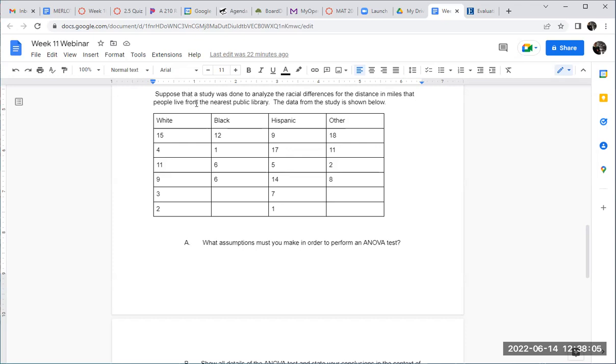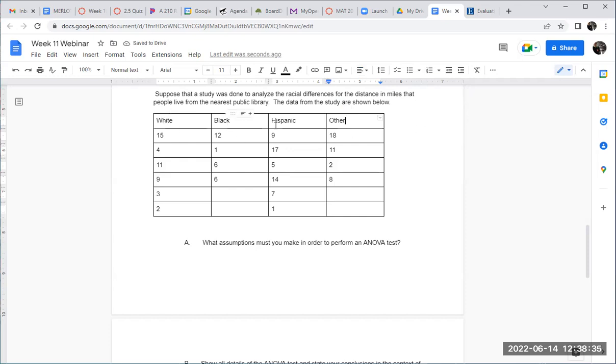Okay, it's definitely one you can do. And one way you would do this is that you wouldn't ask how far are you from the nearest public library. You'd say, what's your address? And then you can go research it. Then you can go on Google and find out where the nearest library is and find out how far it is. Because a lot of people don't know how far they are from the nearest public library. But the data from the study are shown below.